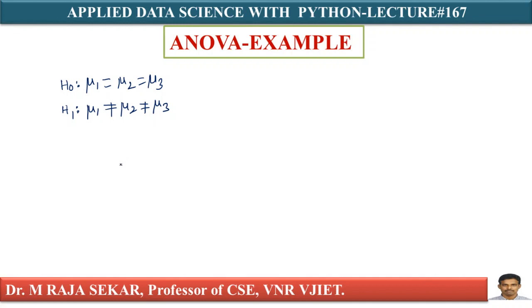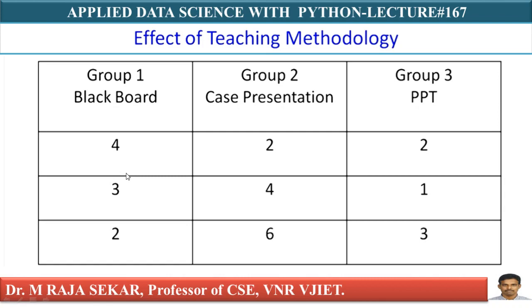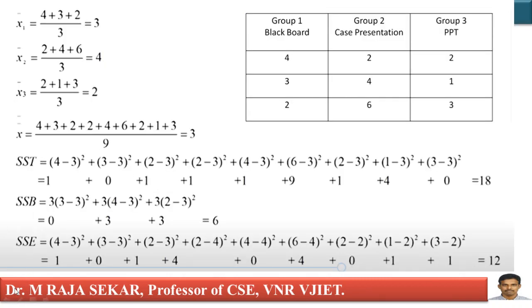So for group 1, I have taken the sample mean. What is group 1? Just consider this is my group 1. How can I calculate the mean? 4 plus 3 plus 2 by 3, that is 3. My x1 bar is equal to 3.